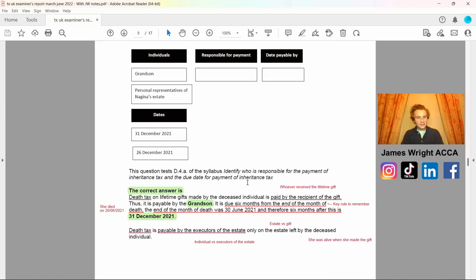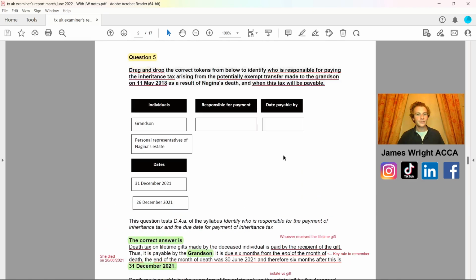So death tax on lifetime gifts is all about whoever received the gift, not the actual representatives. So therefore, because the grandson is in receipt of that gift, that is where the grandson is liable for it. And this is the key rule to remember. Again, this is for this particular tax year, but check it for your particular exam. It is due 6 months from the end of the month of death. The end of the month of death was the 30th of June 2021, so therefore 6 months after this end of month date will be the 31st of December 2021.